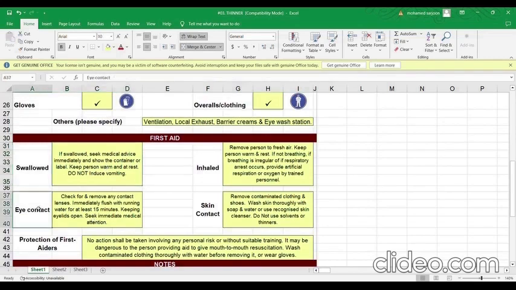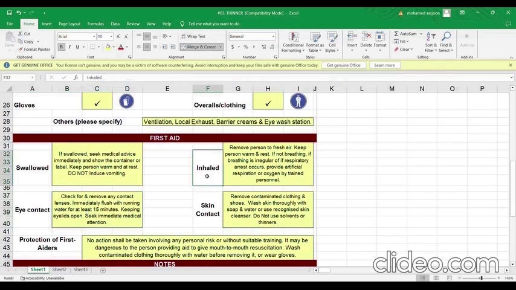In case the substance or chemical contacts the eye, check for and remove any contact lenses. Immediately flush with running water for at least 15 minutes. Keep the eyes wide open. Seek immediate medical attention. This is as per the MSDS only. These first aid measures are recommended.